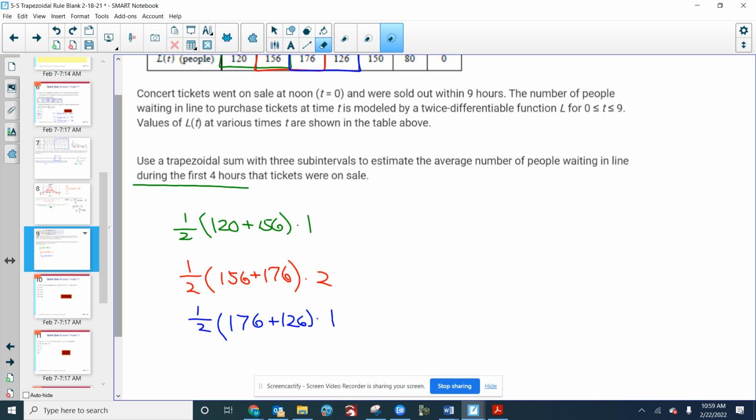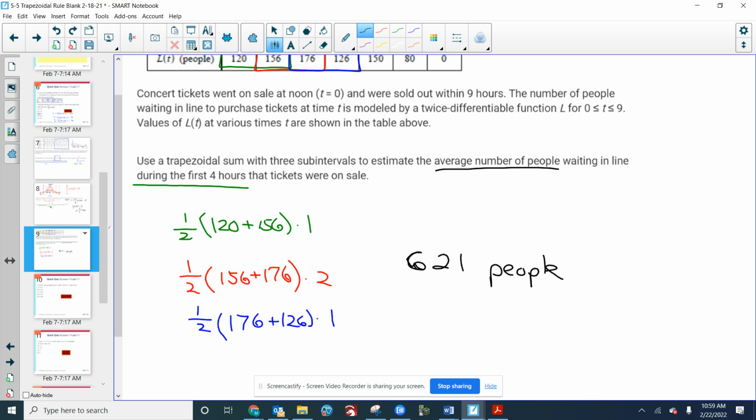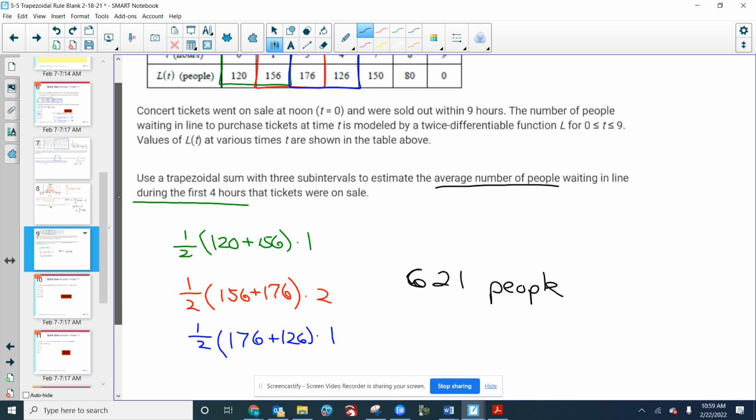What'd you guys get? Are these the calculations you got? What's the total sum? 621. Good. What are the units? And it's not the average. It's the number of people that have waited in line during the time from 0 to 4. Oh, I'm sorry. No, it is average number. Average number of people waiting in line. Because their function was people per. What were the units? Oh, it was measured in people. Okay. Measured in people.